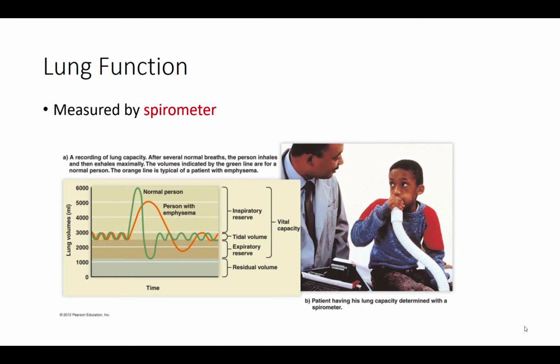To measure the lung function, there is a specific machine called the spirometer, which is used to measure the amount of air going in and out of the lung, and that is called the tidal volume of the lung.